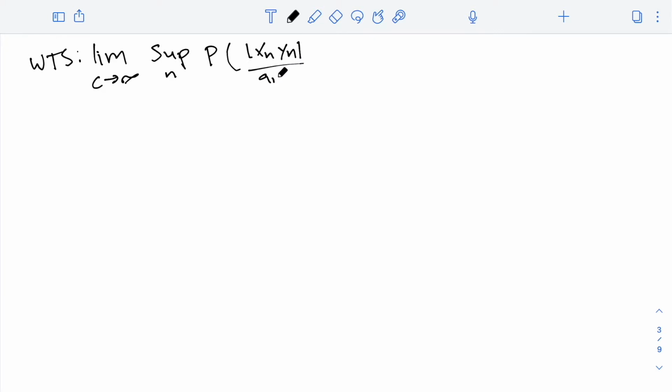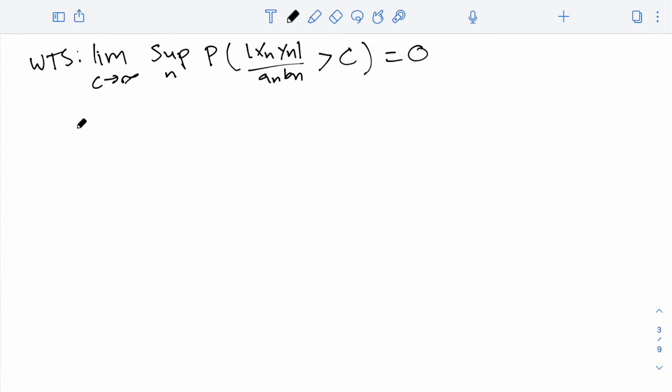So let's engage with the definition. We want to show that the limit as c goes to infinity of the supremum over n of the probability that |Xn Yn / (an bn)| is greater than c, and again, those are positive, so we don't have to worry about them being in the absolute value if we're a little sloppy, is equal to 0. So how do we do that? Again, we're going to engage with this probability statement and then take that supremum and the limit at the end.